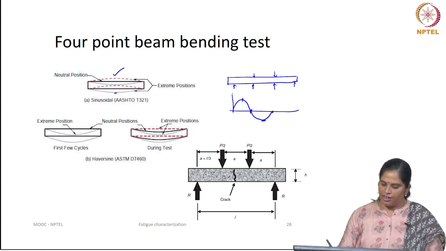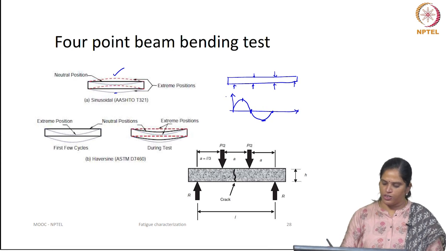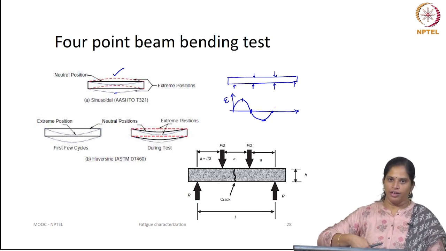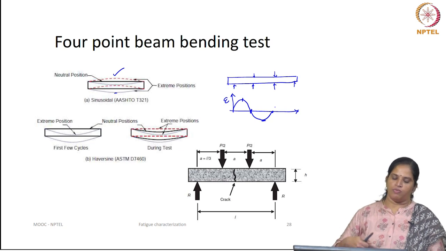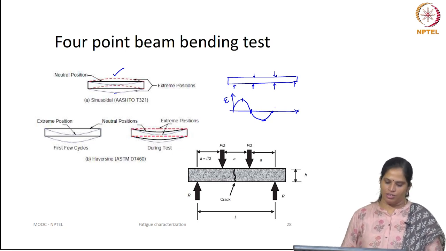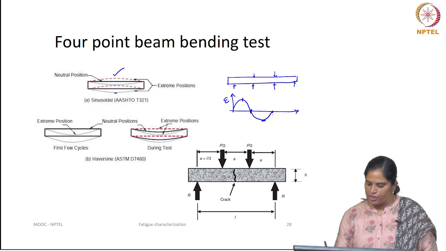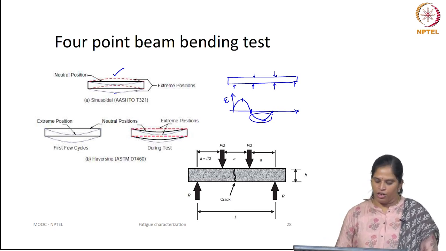So it can be strain control or stress control. If it is strain control, the strain is controlled in a sinusoidal pattern by pulling and pushing the beam repeatedly. So we are applying a repeated load in a sinusoidal pattern by pulling and pushing the beam with respect to its neutral position. In the case of Haversine loading, we don't have this part of the loading; it's a half sine wave. The pattern is again a half sine wave.